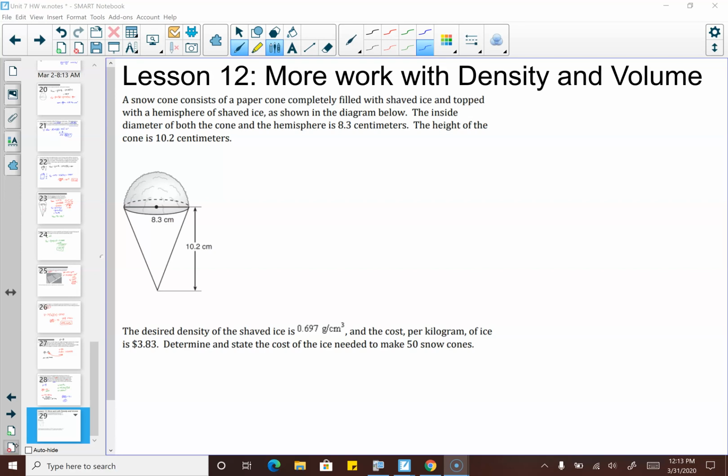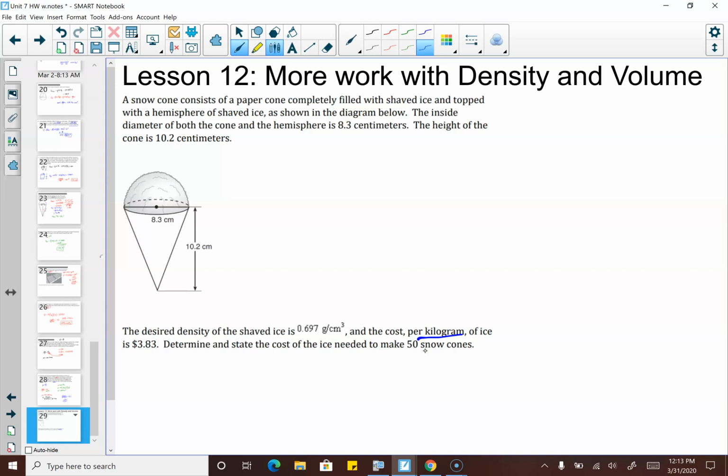The inside diameter of both the cone and the hemisphere is 8.3 centimeters, and the height of the cone is 10.2 centimeters. The desired density of shaved ice is 0.697 grams per cubic centimeter, and the cost per kilogram of the ice is $3.83. Determine the cost to make 50 snow cones.